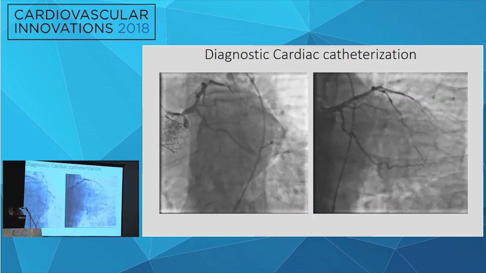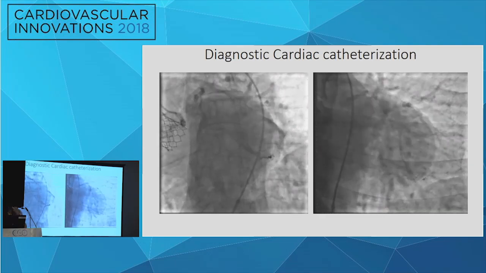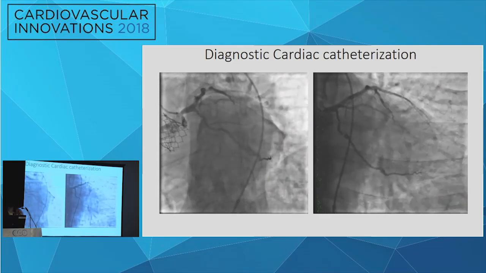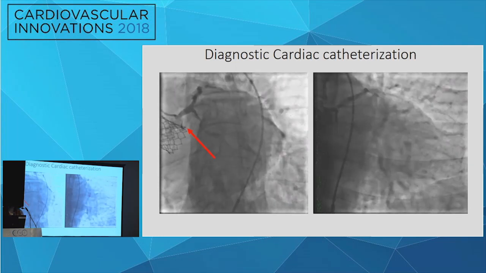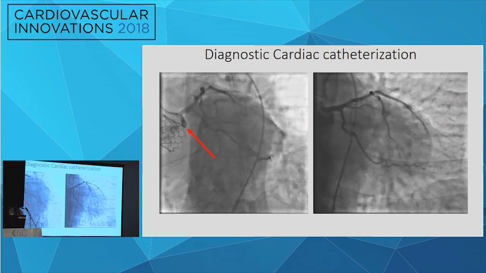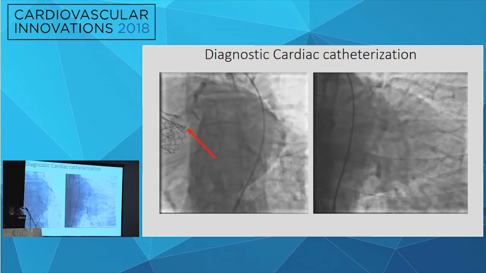This is the diagnostic cath. So you can see ostial left main disease, pretty obvious. And then in the left cusp, you can see some tissue just kind of compressing the ostium of the left main.